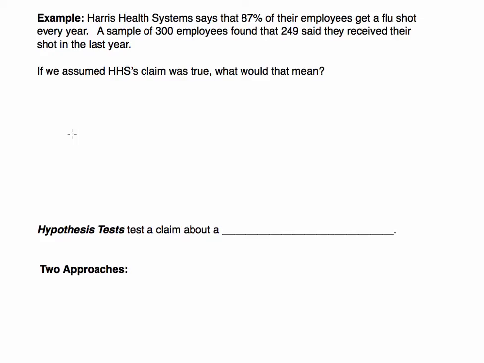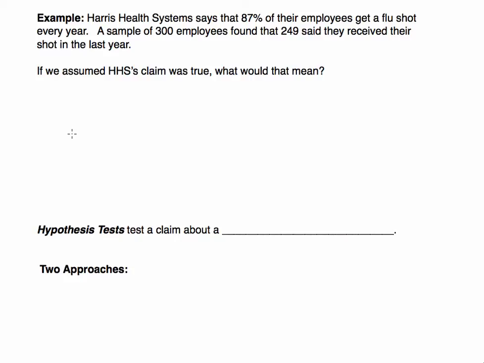Let's recall an example that we saw when we were looking at confidence intervals. Harris Health System said that 87% of their employees get a flu shot every year. That's what they expected, so we're going to take that to be true. We took a sample of 300 employees and found that 249 said that they received their shot.